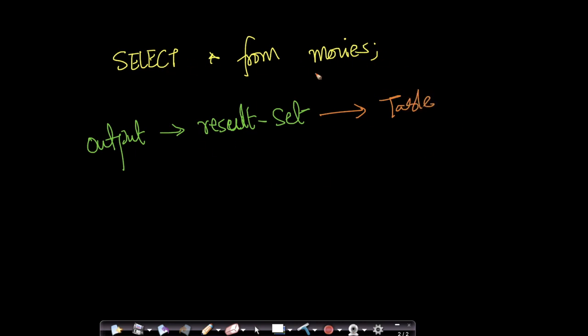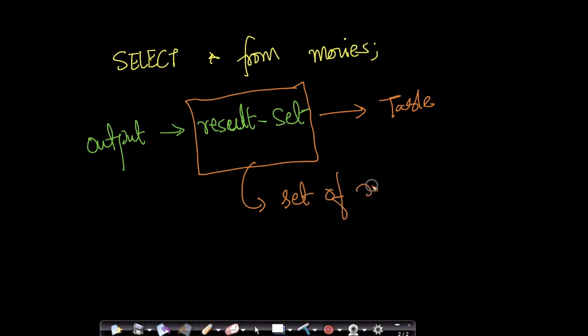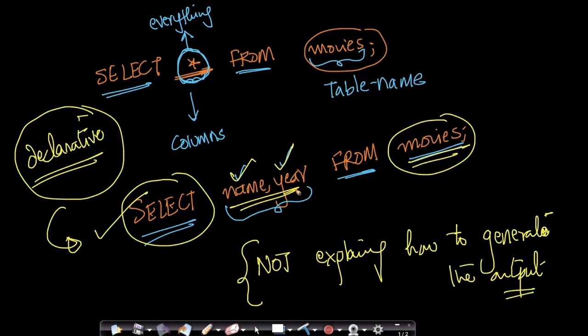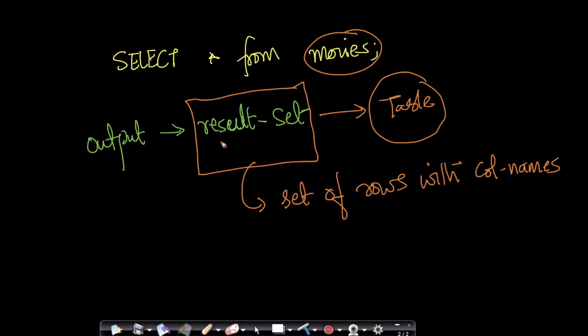When I say select star from movies, or when I say select name comma year from movies, what it is generating, the terminology in databases, is called a result set. A result set is basically a set of rows with column names. In other words, it's a new table generated using this table. So when I said select name comma year from table, it is generating a result set for me, which consists of all the rows, but only these two columns, right? So whenever I use the word result set, it basically means a set of rows with column names, or the output generated from a select query. This is important to understand, right?